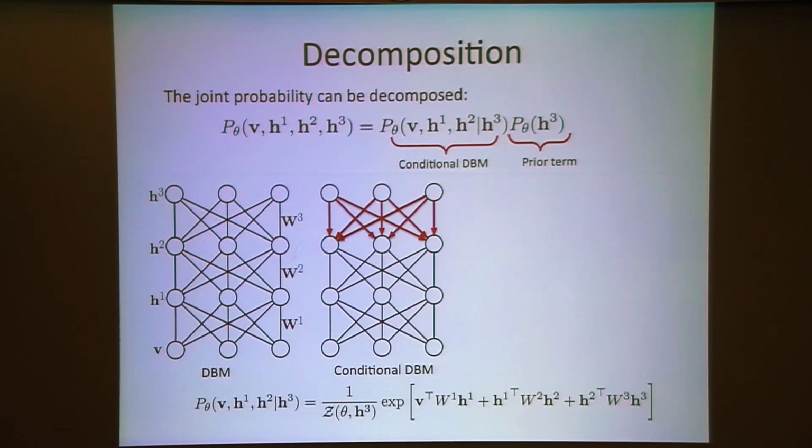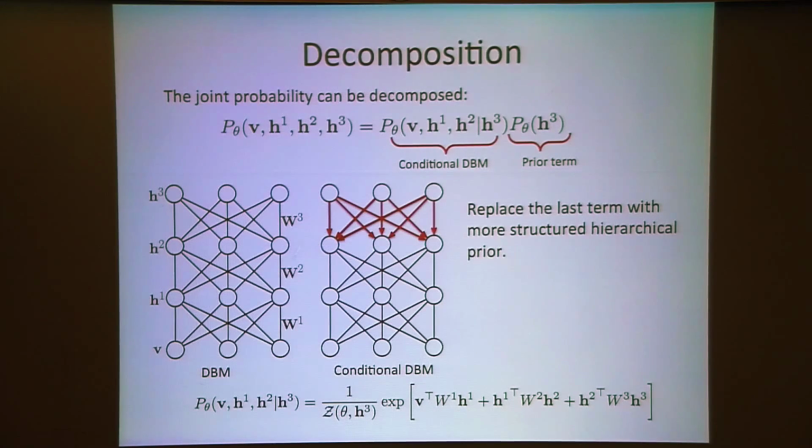Here you have directed connections from the top, and then you have undirected connections at the bottom. Okay, and the whole idea is in spirit similar to the idea of pre-training or greedy layer-wise learning of deep belief networks. The idea here is that you can take this prior term and replace it with a more structured hierarchical prior. Okay.